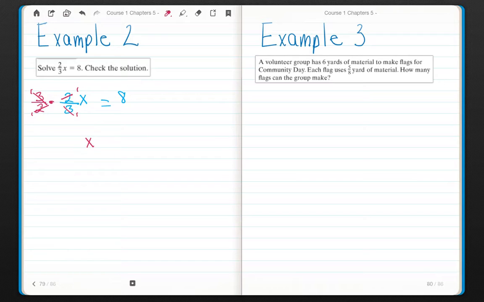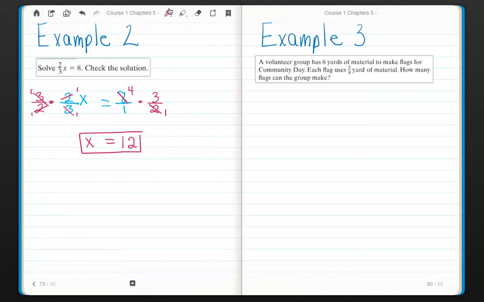Since I multiplied the left side by 3/2, I'm going to multiply the right half of the equation by 3/2 also, which means I need to turn 8 into a fraction. A whole number as a fraction always has a denominator of 1. Go ahead and cross cancel the 8 and the 2, divide both by 2. 2 divided by 2 is 1. 8 divided by 2 is 4. And 4 times 3 equals 12.